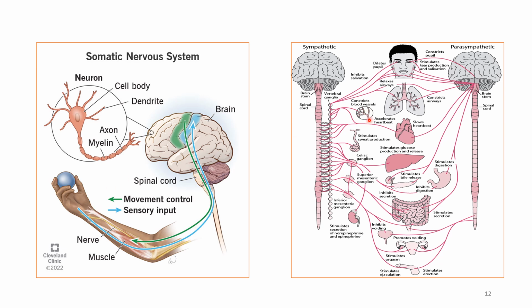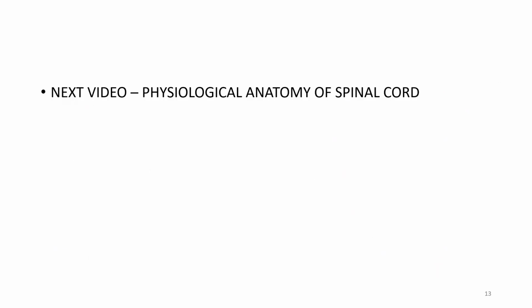Then you can see here, this is the autonomic nervous system, which includes the sympathetic and parasympathetic nervous system. In coming classes, we will discuss all these things in detail. So the next video is about the physiological anatomy of the spinal cord.